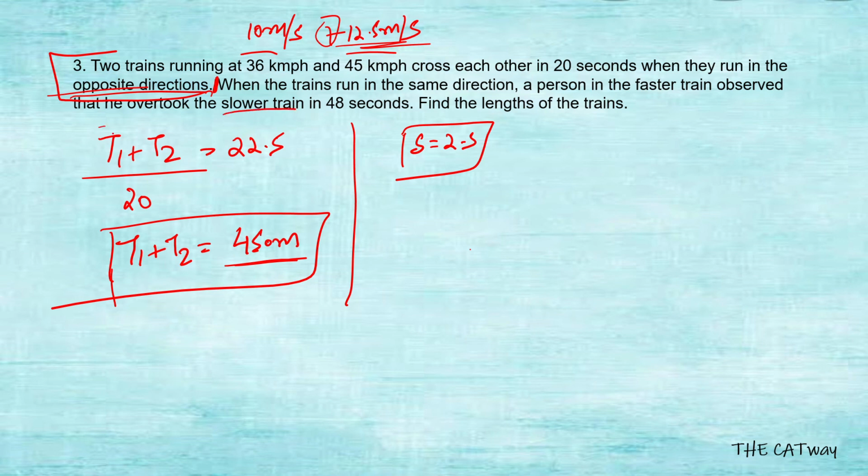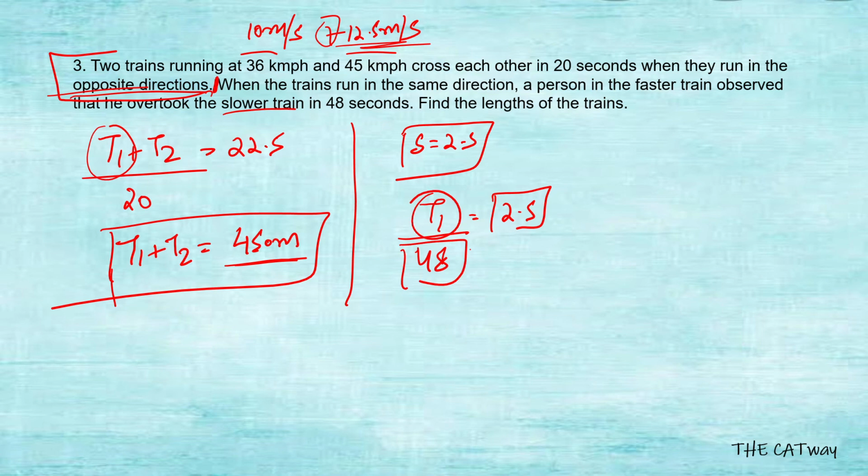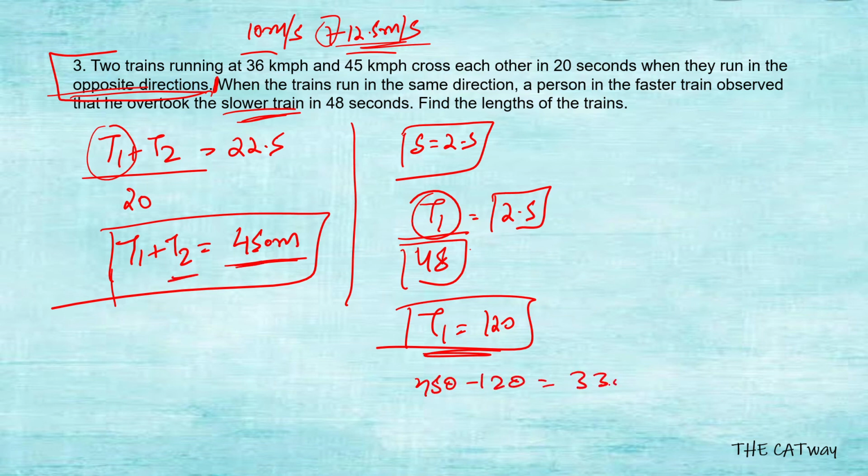So the slower train, let us represent it by T1. We can say that the total distance of T1 is covered in 48 seconds with a speed of 2.5, because relative speed is this, time taken is this, and distance will be T1 because the slower train is being overtaken. So T1 will come out to be 48 into 2.5. The value will come out to be 120. If T1 is 120, then T2 will be 450 minus 120. The value will be 330 meters. So the question was to find the length of the trains. So the lengths of the trains are going to be 120 and 330 meters.